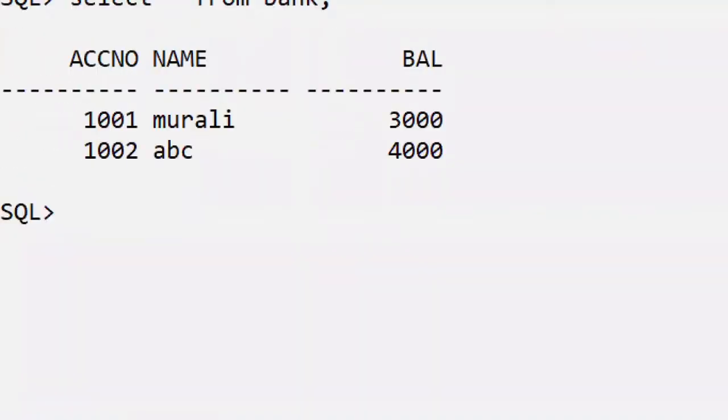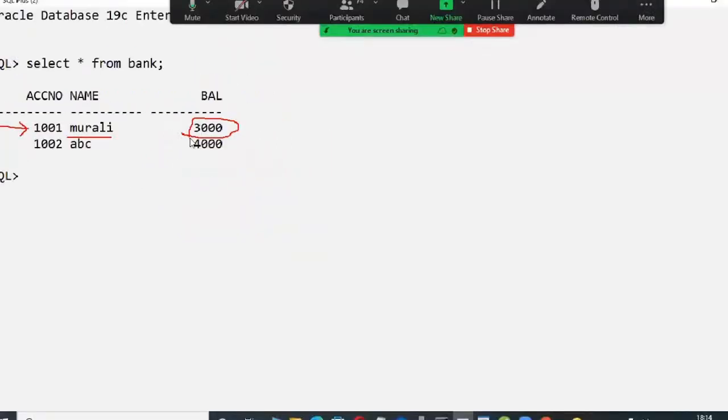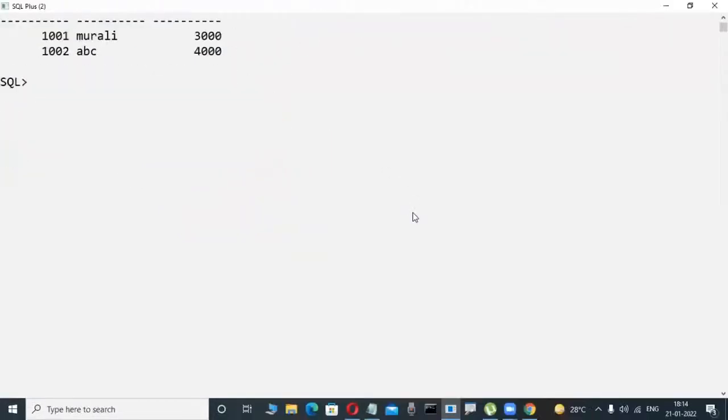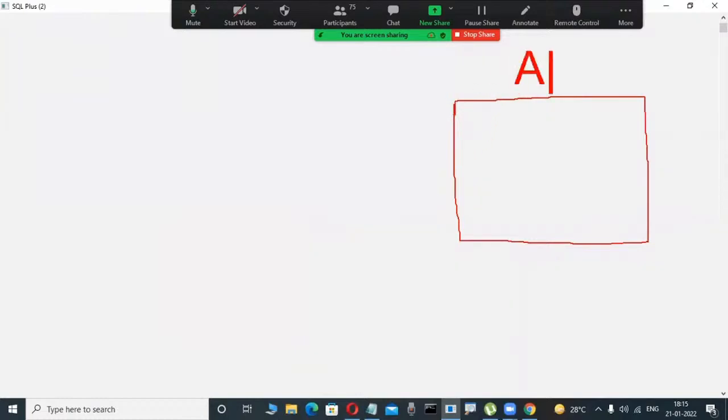Suppose this data, observe here for one minute. 1001 is an account number. My name is Murali, I'm the account holder. My balance is how much? 3,000. My balance is 3,000, for example. Now check out the scenario, slowly observe here. This is an ATM machine, for example. I'm telling one scenario only. Now, what is my balance in my account? 3,000 is the balance.